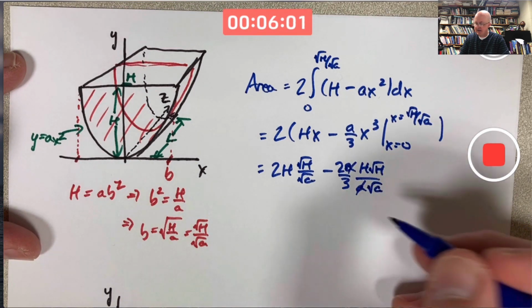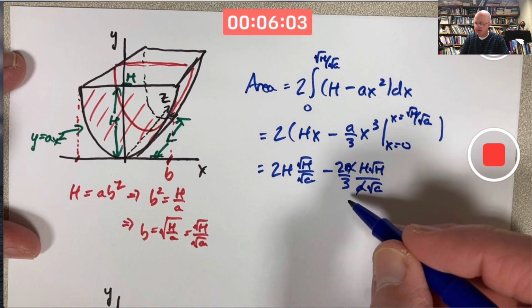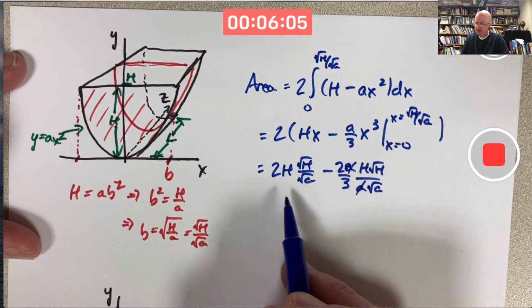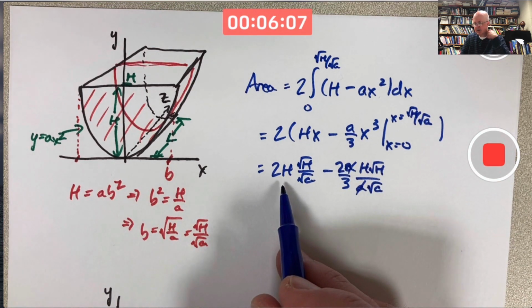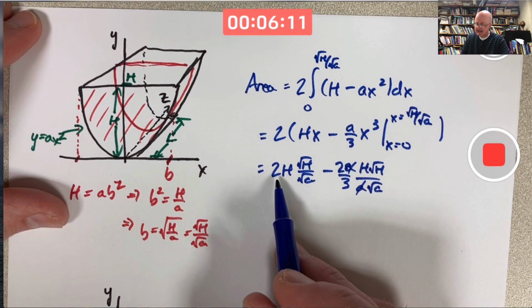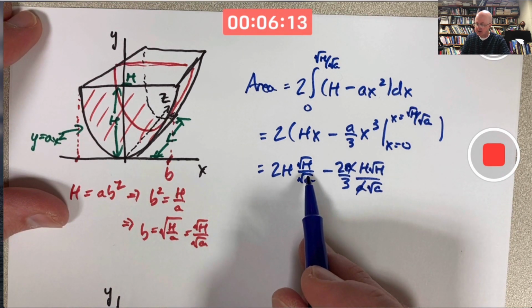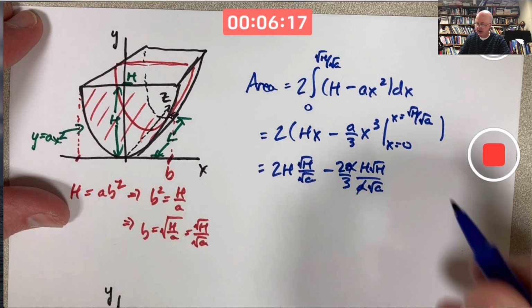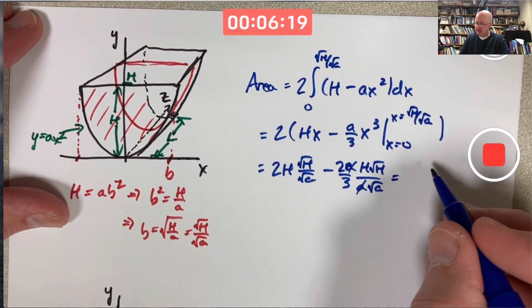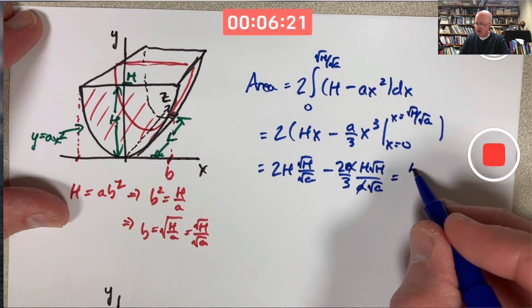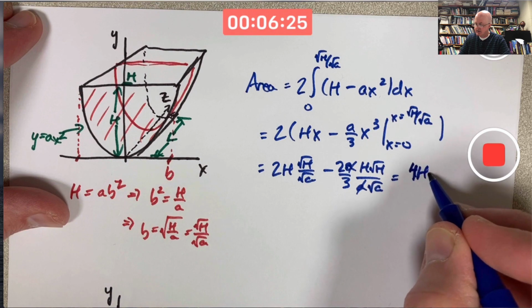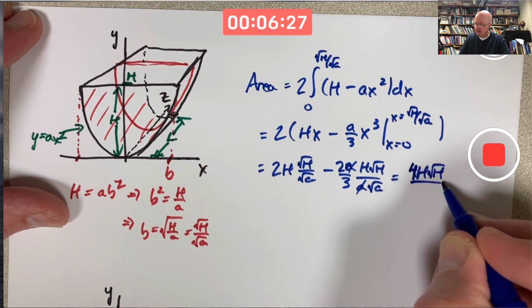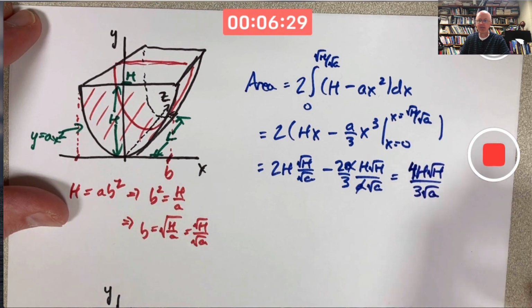I then need to get a common denominator of 3 times square root of a, so I've got to multiply the top and the bottom of this fraction by 3. I'll get 6h square root of h minus 2h square root of h all over 3 square root of a. 6 minus 2 is 4. That's going to give me 4h square root of h divided by 3 square root of a. Okay.